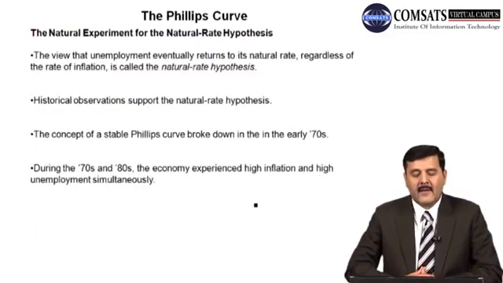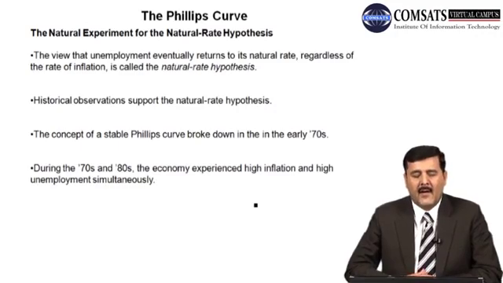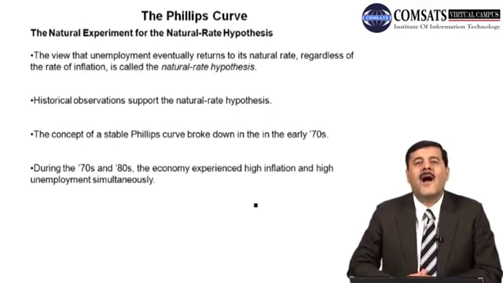The natural rate hypothesis. Now what is the natural rate hypothesis about the natural rate of unemployment? It is the view that unemployment actually returns to its natural rate, as we just saw in the previous diagram. In the long run, the actual unemployment which is below the natural rate is a short-run phenomenon. In the long run the unemployment eventually returns to its natural rate regardless of the rate of inflation, and this is called the natural rate hypothesis.